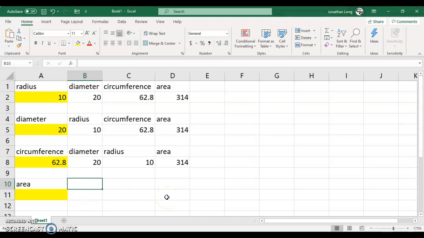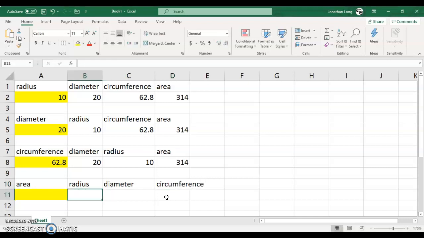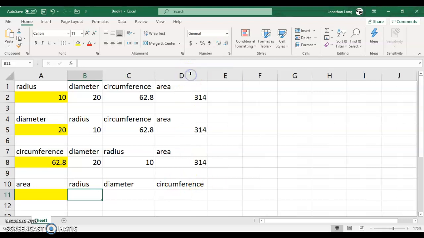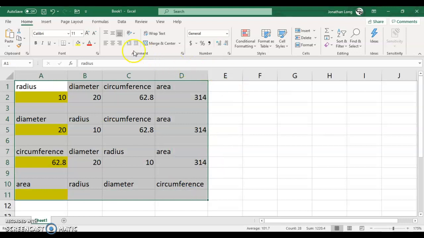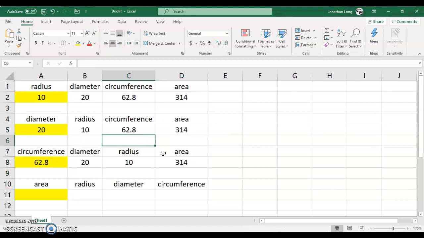All right, so we have, well, what would be easiest here? I guess radius, diameter, and then circumference. So again, if any words don't fit, take your mouse up to the letters that split that row, double click, and it'll automatically refit it. I'm going to change everything here so it's all centered, by the way. If you grab everything, put it there, it just cleans it up a little bit.